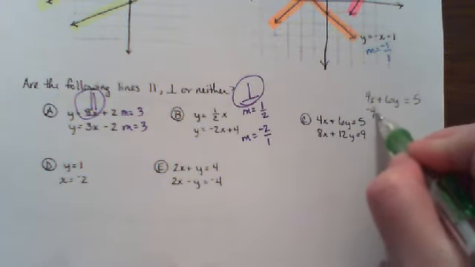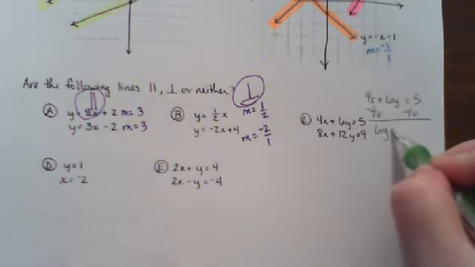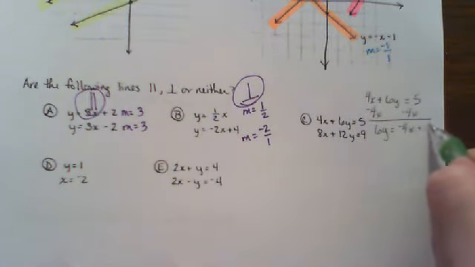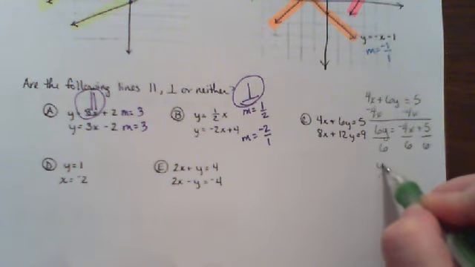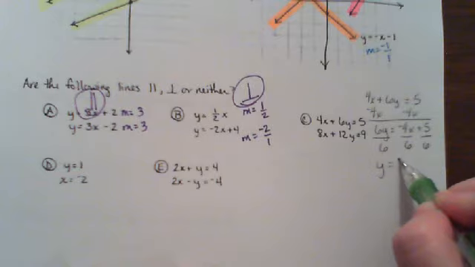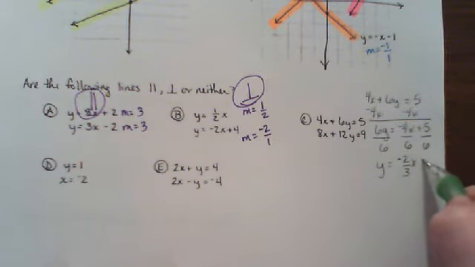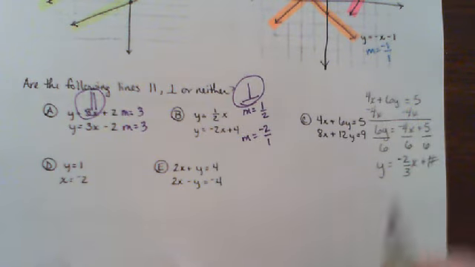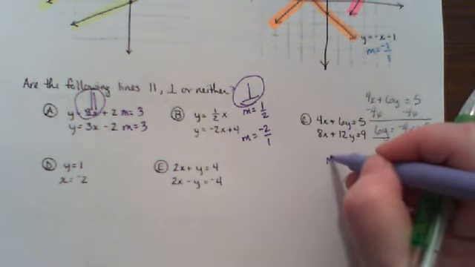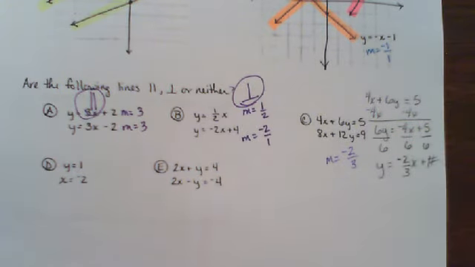So I'm going to subtract 4x from both sides. 6y equals -4x plus 5. Divide everything by 6, and we get y is equal to -2/3, because I want to reduce this one, x plus some number. I don't really care what it is because all I care about is the slope. Since all I care about is the slope, I'm going to go ahead and write m equals -2/3. That's for the first one.